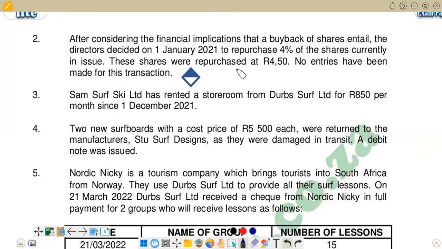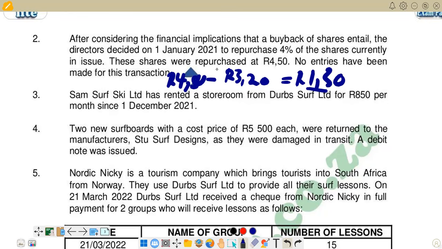So for this instance, 3 rand 20 is the one that we are going to use for the ordinary share capital note. Then the difference between the two, we are saying 4 rand 50 minus 3 rand 20. Then we get the difference there that we are supposed to adjust in the retained income note. So if you subtract that, you are going to get 1 rand 30. So here we now have 1 rand 30, and this one is going to be adjusted in the retained income note.